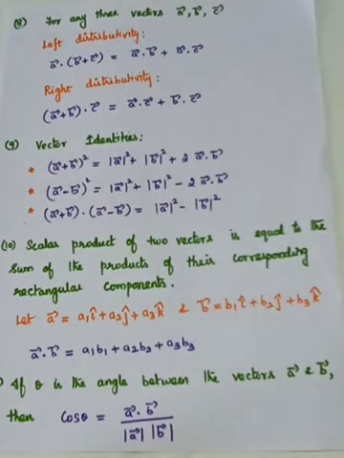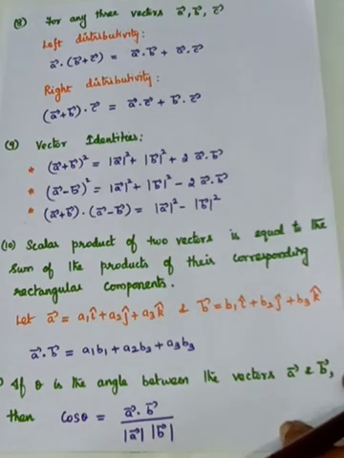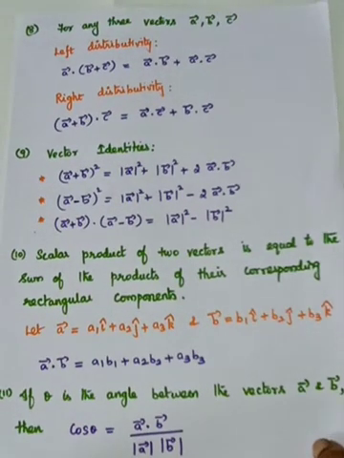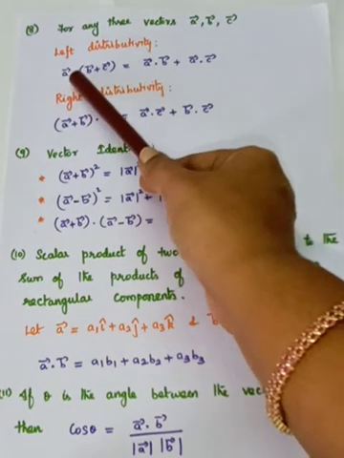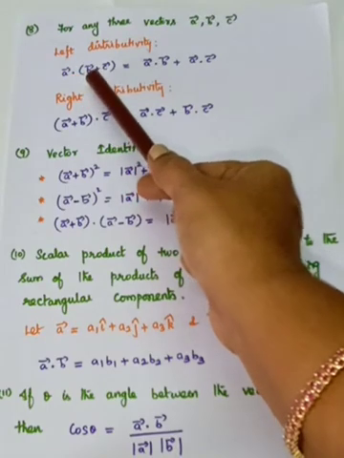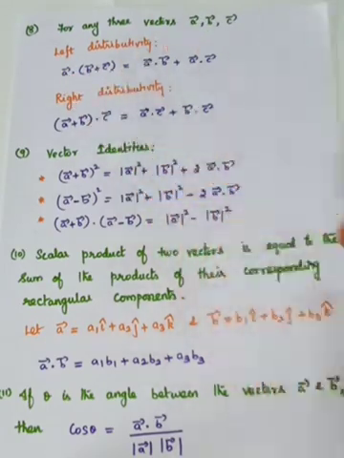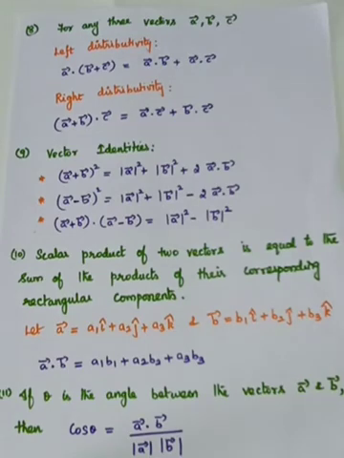Next, for any three vectors A vector, B vector, C vector, it is left distributive law, that is, scalar product is distributive over addition. A dot (B plus C) can be written as A vector dot B vector plus A vector dot C vector. Right distributive also: (A vector plus B vector) dot C vector can be written as A vector dot C vector plus B vector dot C vector. So these are vector identities, and they will be used in the problems.